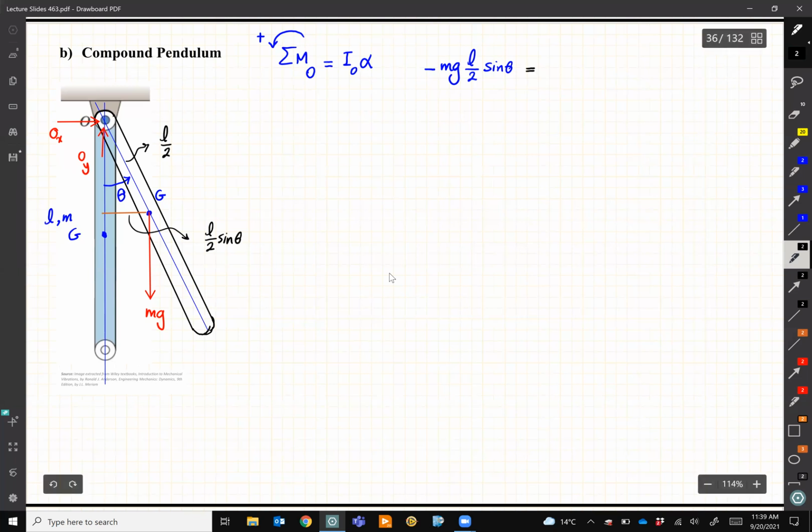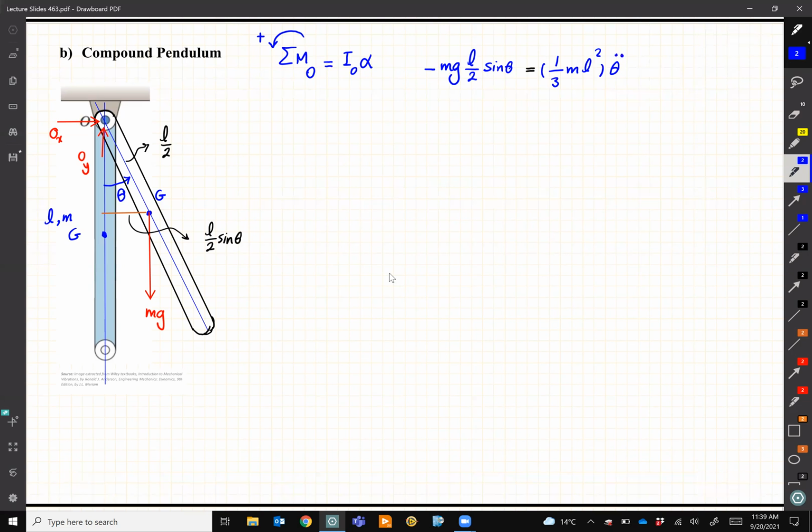No other force. I_O for a link, if you remember from last day, we said the mass moment of inertia for a few things. One was a bar, another one was a disk, and then a cube or a box. Those things you should remember. For a link about one point, one of its ends, who remembers? 1/3, exactly. 1/3 mL squared, and alpha is theta double dot.